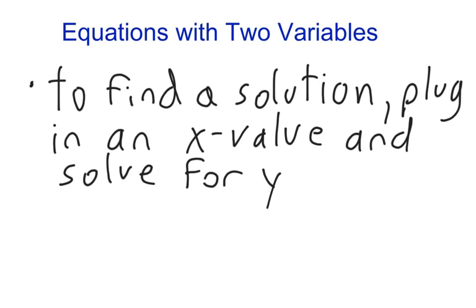Equations with two variables. To find a solution, we're going to plug in an x value and solve for y. Notice our two letters we're using are x and y almost always when we talk about equations with two variables. Why do you think that is? Well, on a graph, we have an x and a y. So for starters, that's why we use those two letters. X represents our horizontal and y represents our vertical piece.